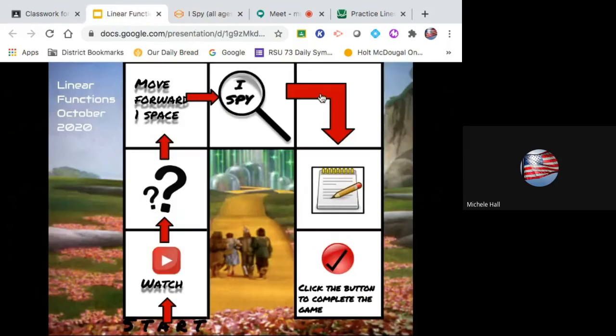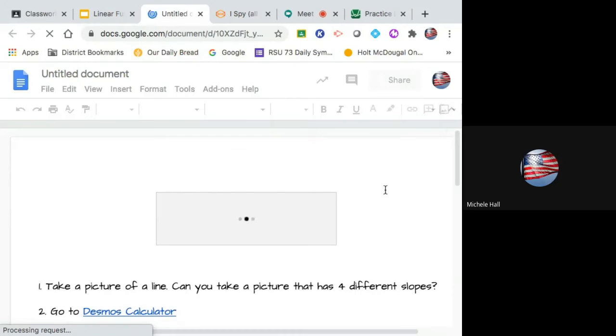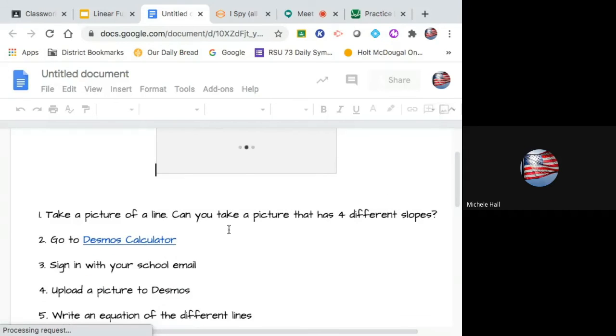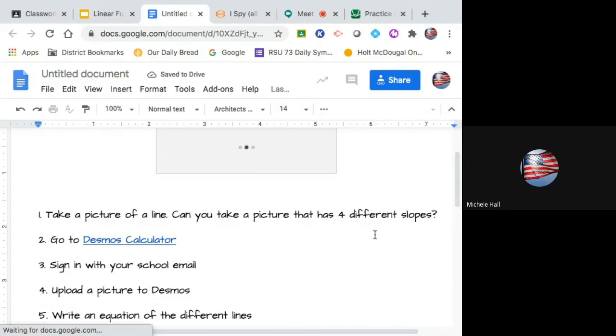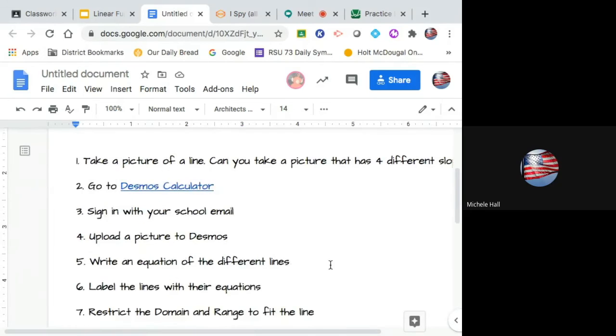And then when you click on this arrow right here, this is actually the Desmos that you're working on right now. This document tells you that you need to take a picture of 4 different slopes, use the Desmos calculator like we did today. Don't forget to push save. If you don't push save, you'll lose your project. That's the worst thing about Desmos. It's not like Google that saves it automatically for you.